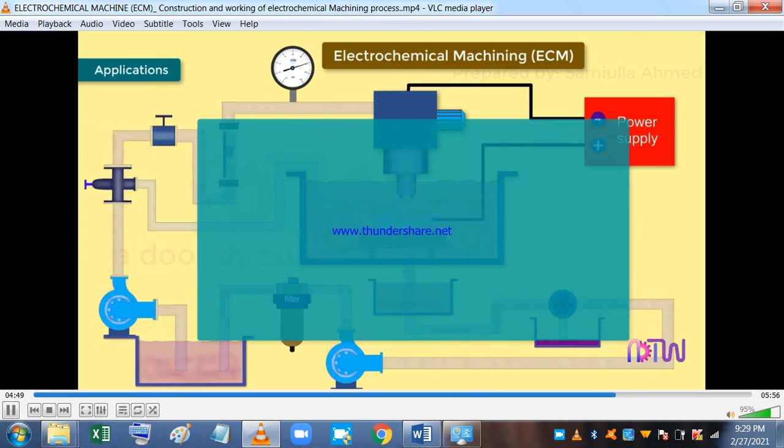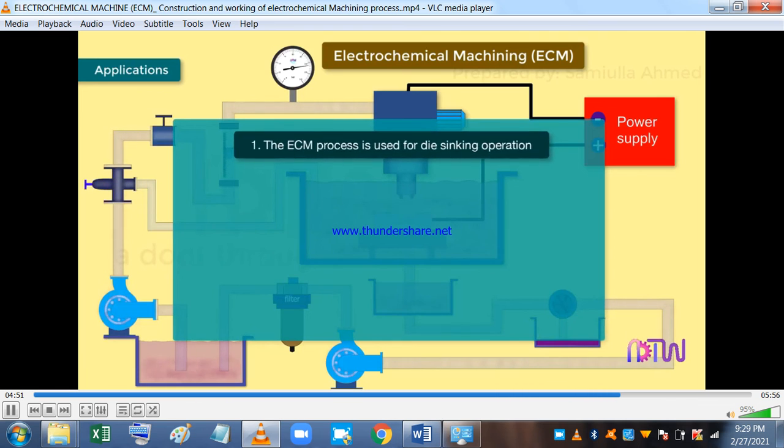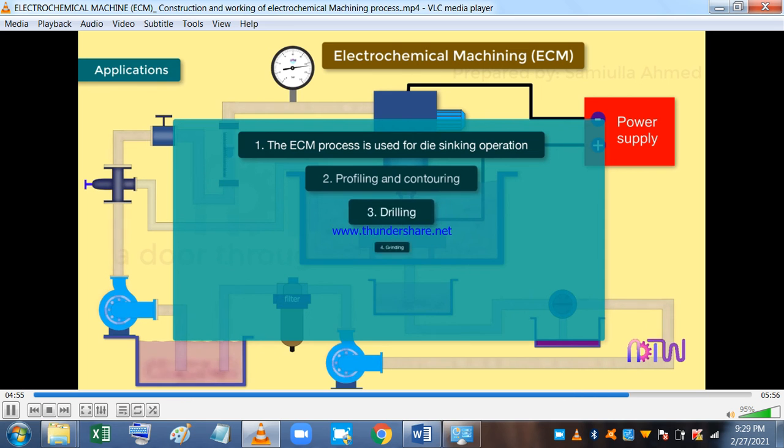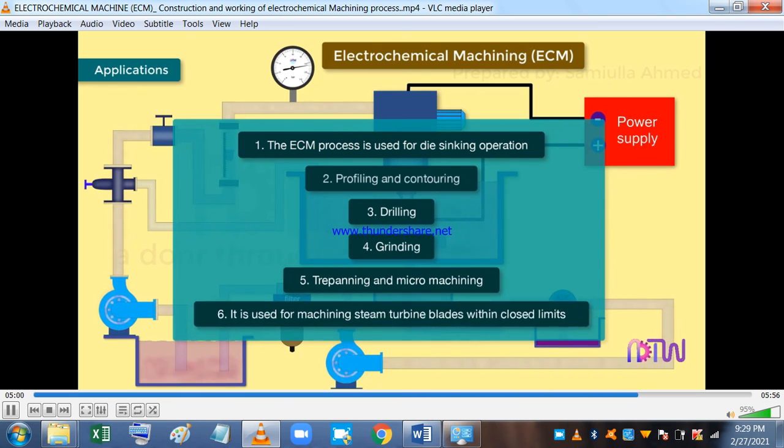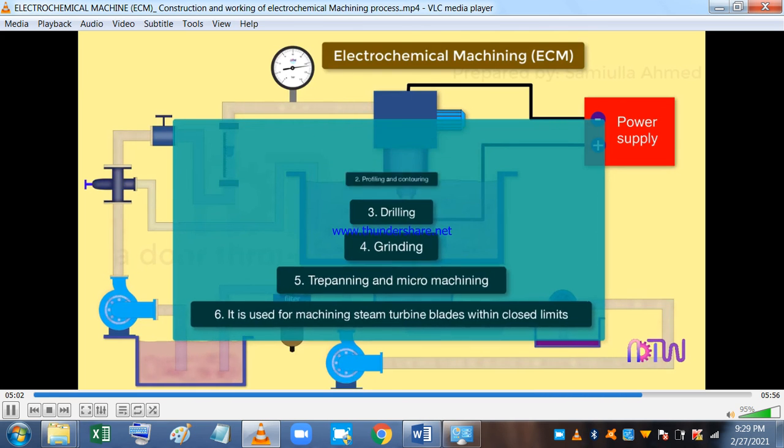Applications. The ECM process is used for die sinking operation, profiling and contouring, drilling, grinding, trepanning and micro-machining. It is used for machining steam turbine blades within close limits.